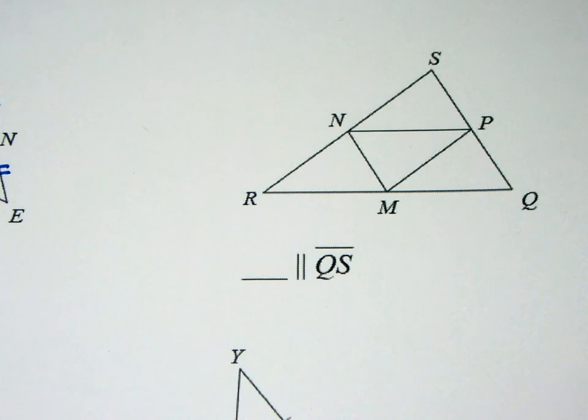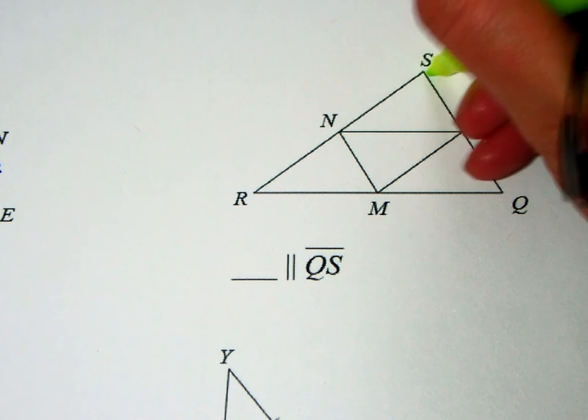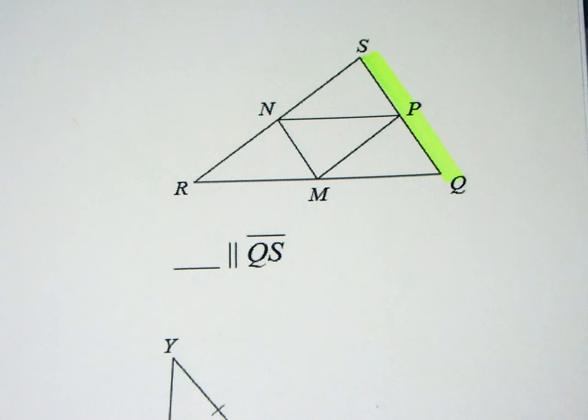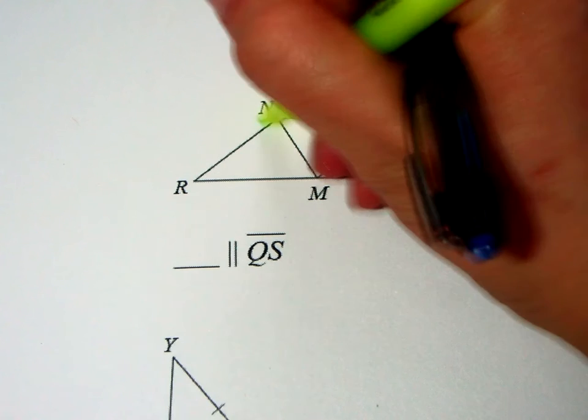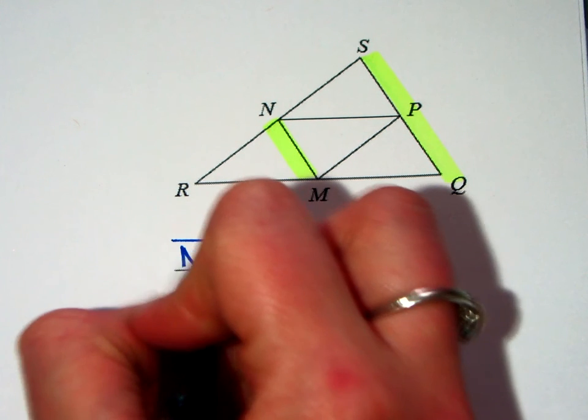Let's try one more. We want to know what's parallel to QS. So Q to S is here. Parallel means they're going the same direction and they're never going to cross. And I'm going to find that NM is my parallel segment.